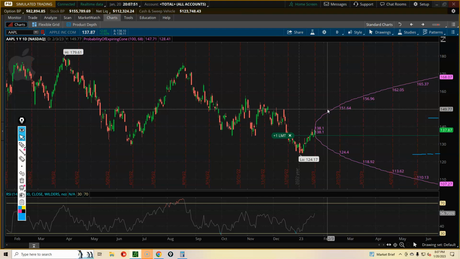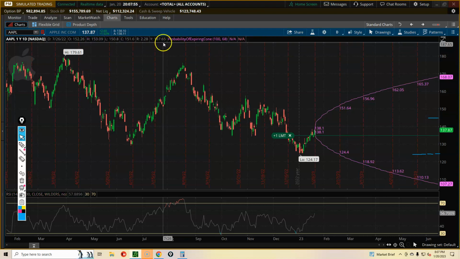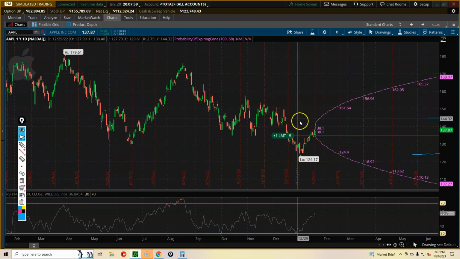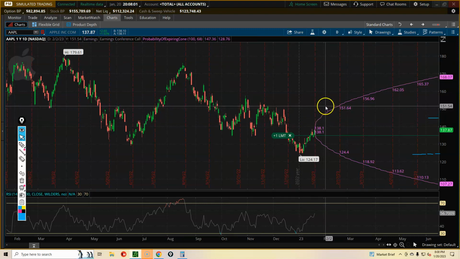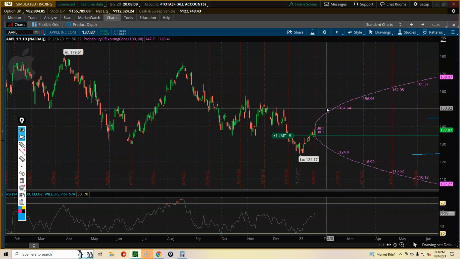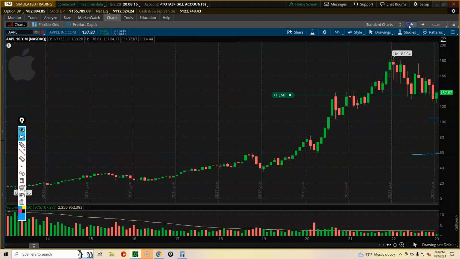According to the cone of probability, statistically it's not likely. This is on a cone of probability right here. You see that 68%. Was it February 3rd or February 2nd? I can't remember. But we see that 150 is falling outside of the cone of probability. So that's good to know. Let's move back over to that daily.